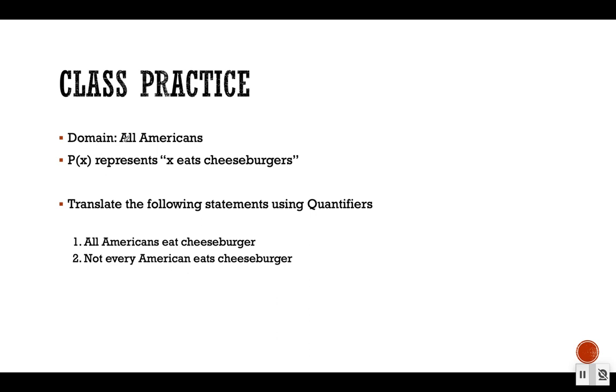In this example we have a domain of all Americans, and the predicate p(x) represents that x eats cheeseburgers. Now let's translate the following statements using quantifiers. We're saying that all Americans eat cheeseburgers, so we can translate it using the universal quantifier. We write: for all x, p(x) is true, meaning every American eats cheeseburgers.